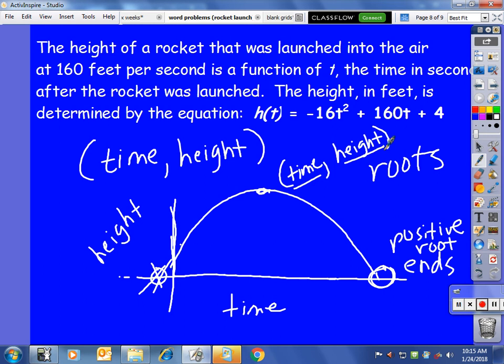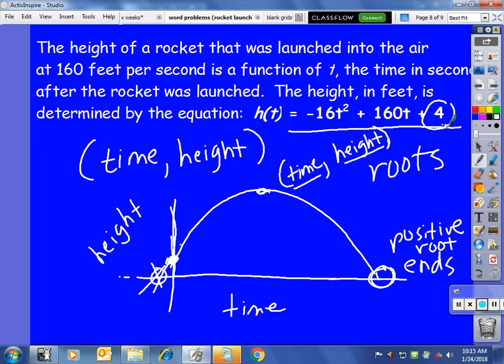Oh, and what about the y-intercept? We never really talked about y-intercept. What is the y-intercept? The y-intercept is usually where it starts. What is the y-intercept just looking at this equation? +4. That's this right here. That's why it's not starting on the ground.